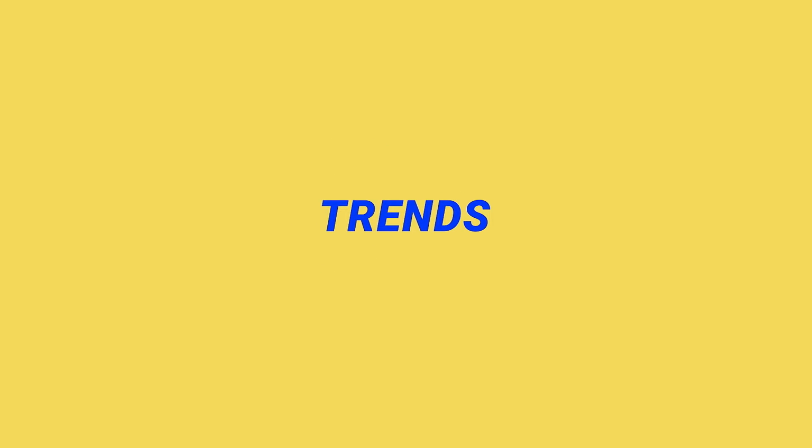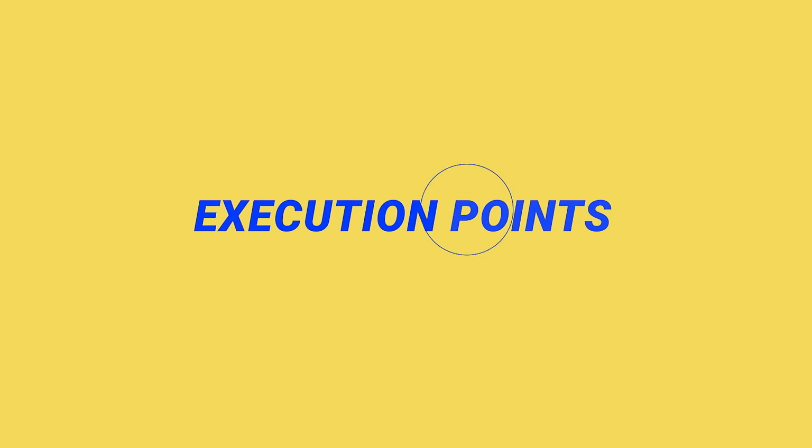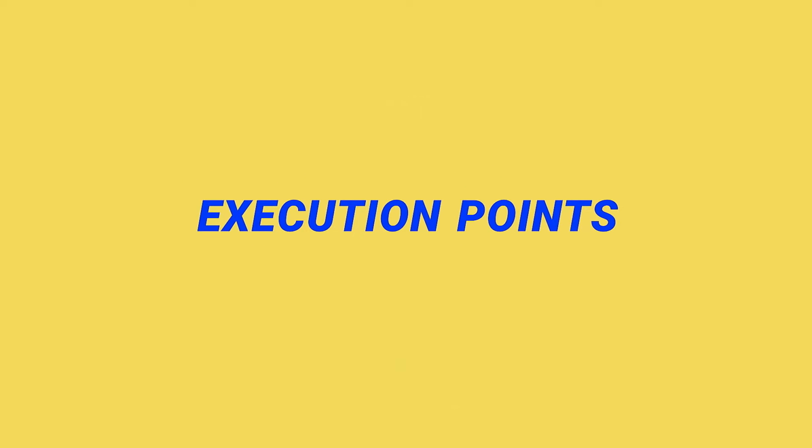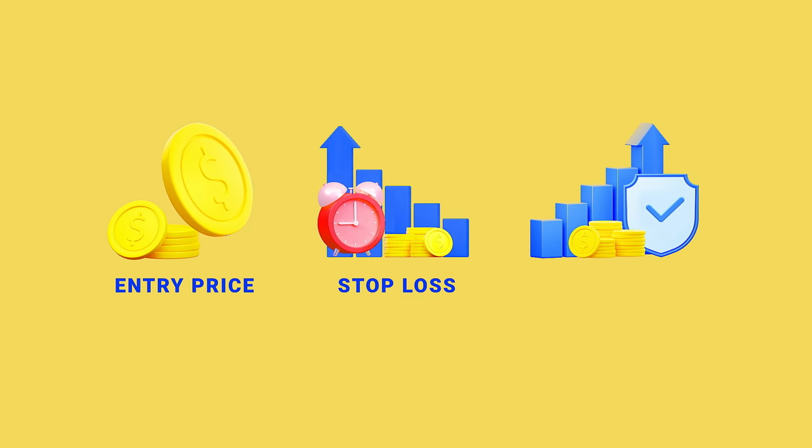Traders can use this information to confirm two things. Number one, trends. By using the support and resistance level, we can determine whether the price is going to go up or go down. Second is execution point. Traders can utilize support or resistance levels in order to determine the entry price, stop loss, and also take profit points.